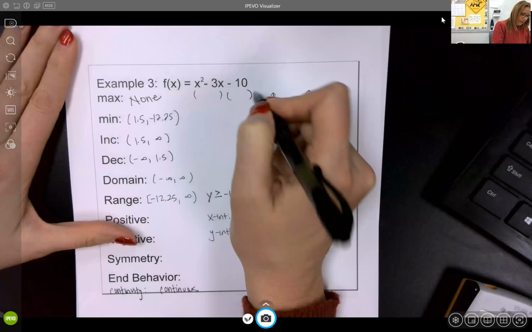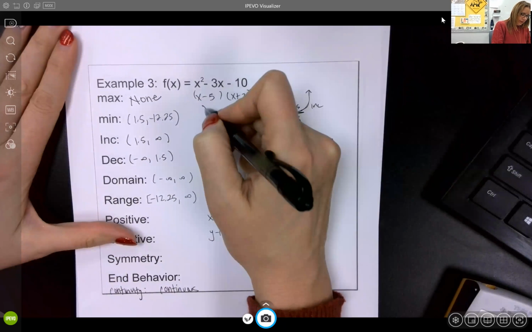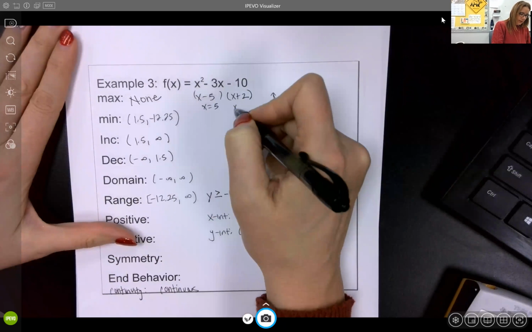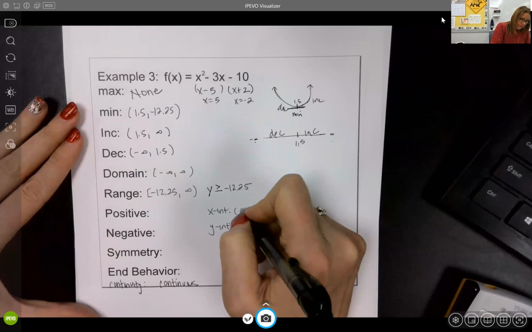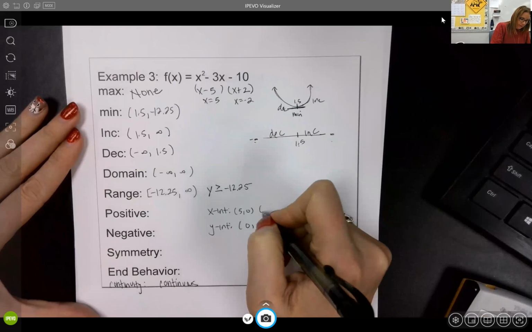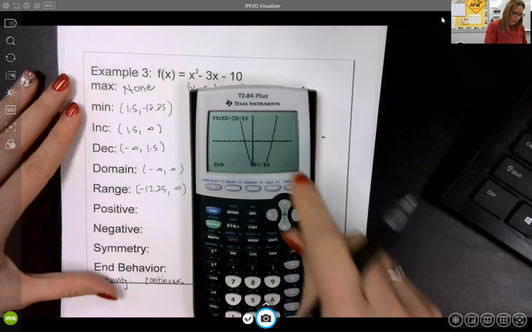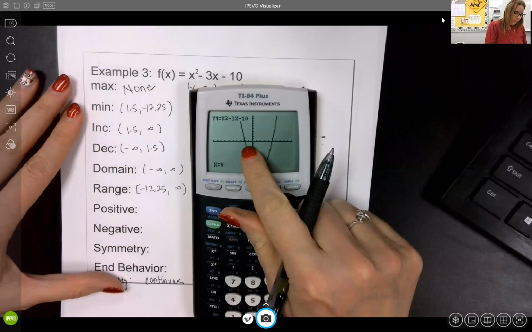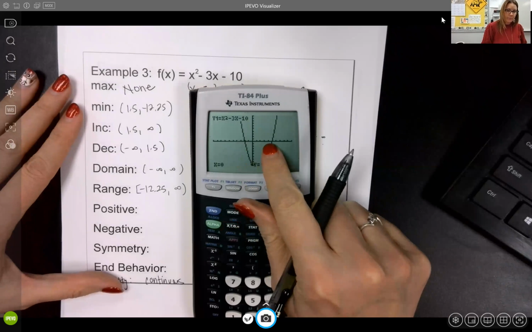So if I factor this, I get x minus 5 and x plus 2. So x is 5 and negative 2. So my x-intercepts are (5, 0) and (-2, 0). Okay, so looking at the calculator, I go 1, 2, so negative 2, and then 1, 2, 3, 4, 5.